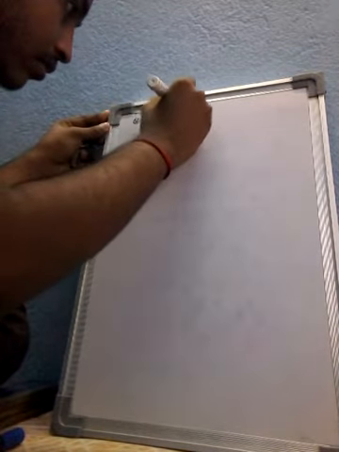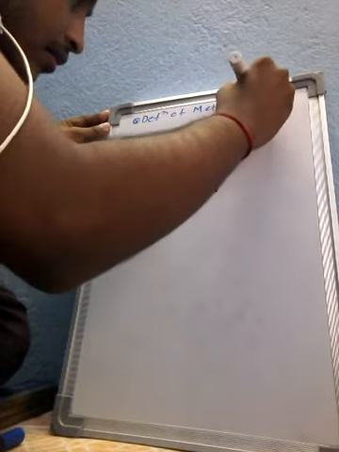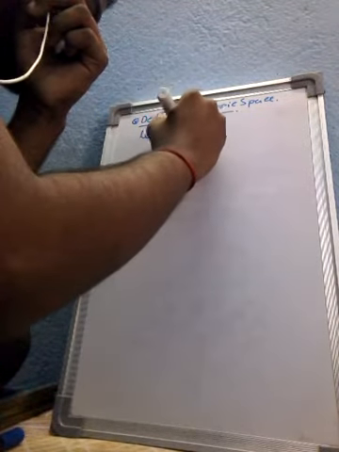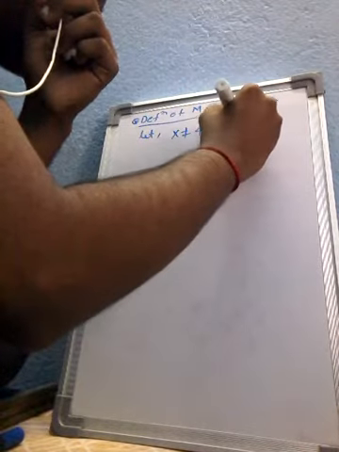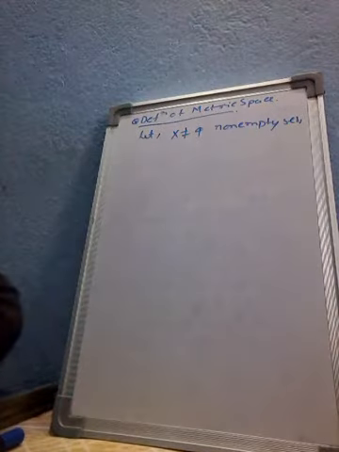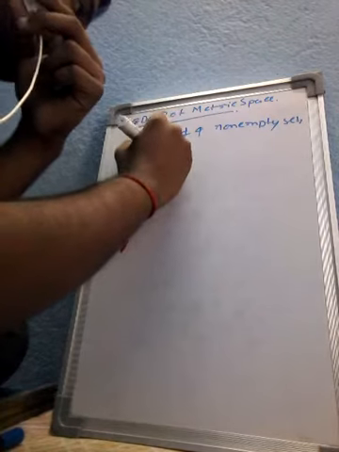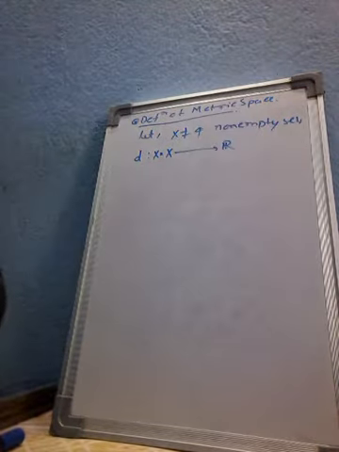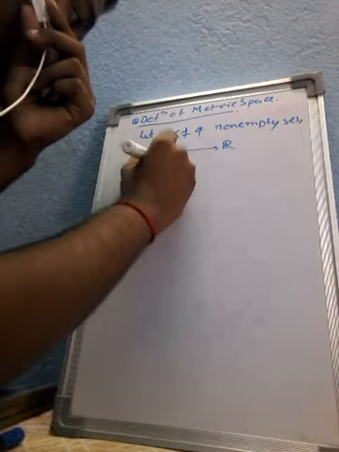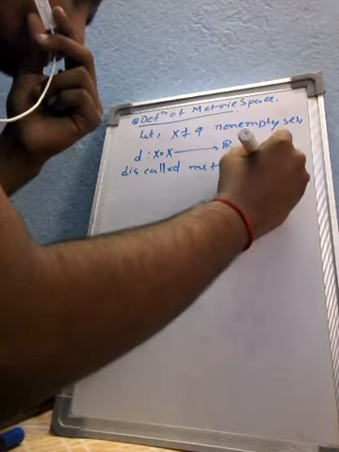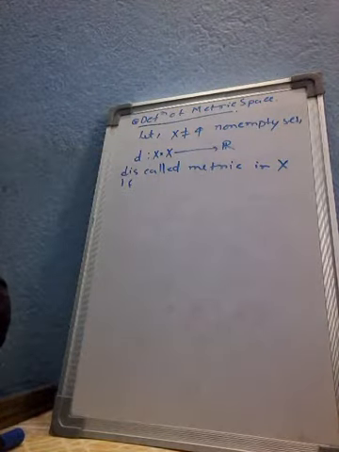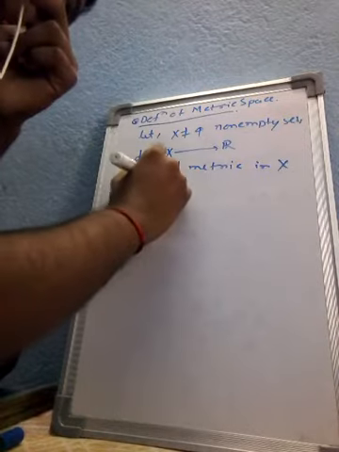So first of all, the definition of metric space. So what is called a metric space? The definition is: let X be any non-empty set and d be a function defined from X cross X to the real numbers. d is called a metric in X if it follows some properties.